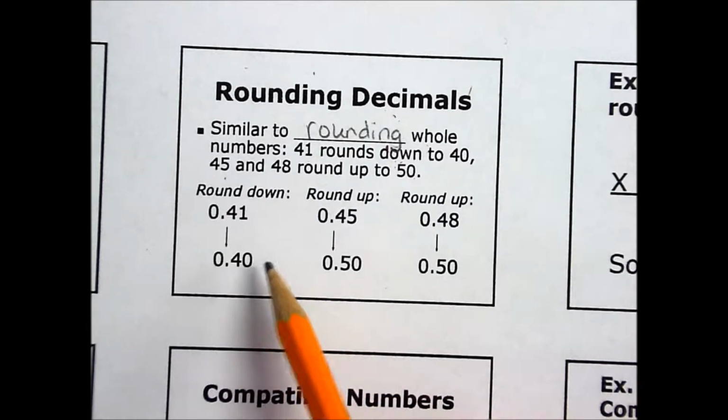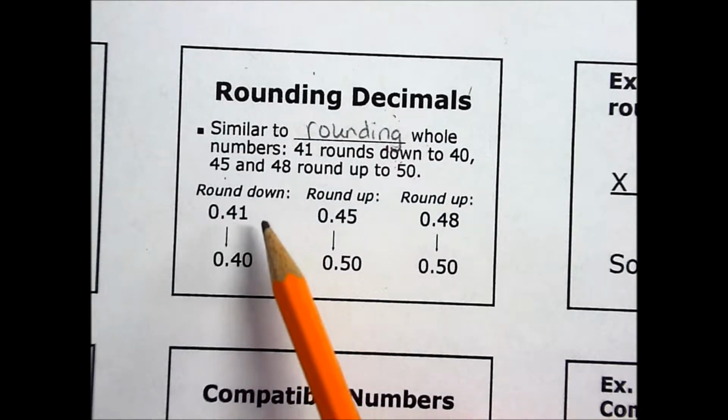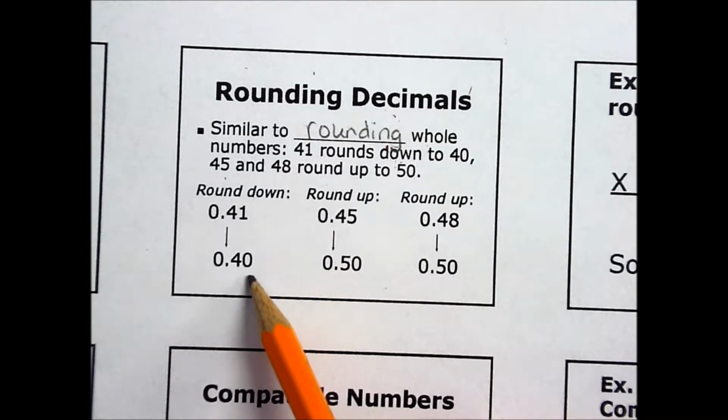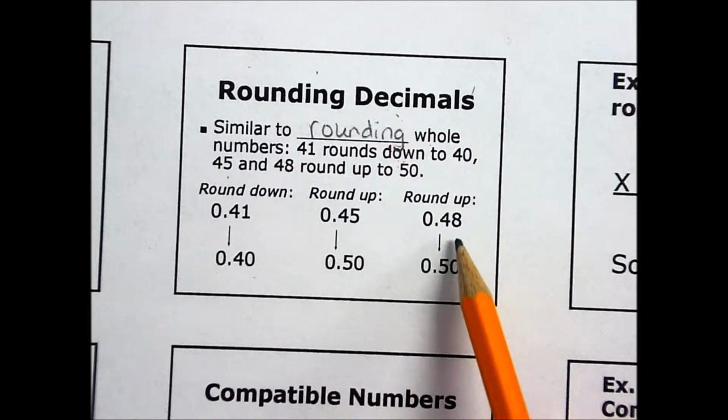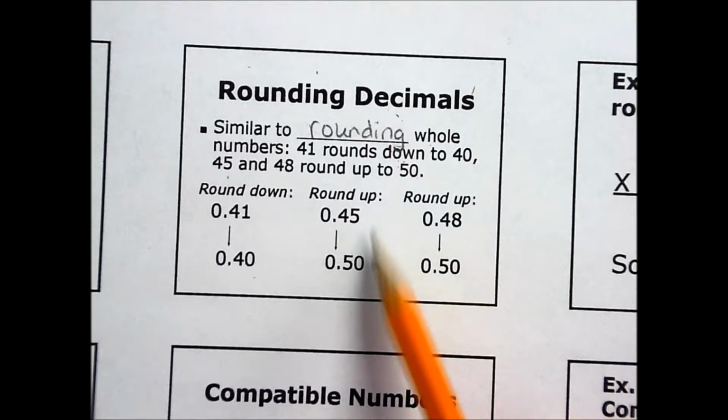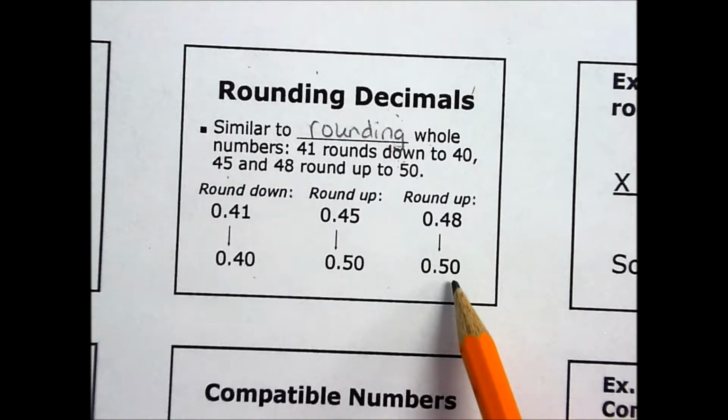So if we had the number 41 hundredths, it would round down, which is 40 hundredths, or you could call it 4 tenths. If we had 45 or 48 hundredths, they would both round up. So they would round up to 50 hundredths, or we could call it 5 tenths.